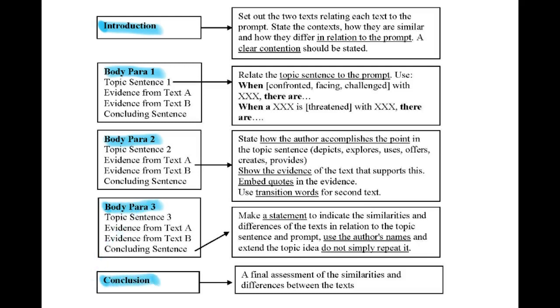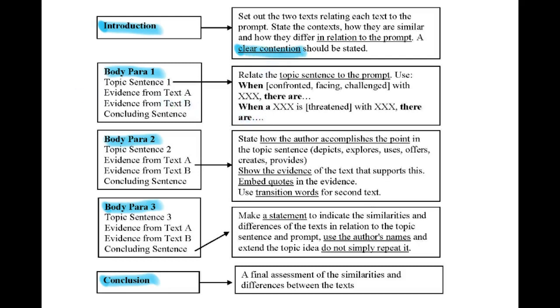Each of those will have an approximate word count, probably looking at about 200 words for the introduction and the conclusion, and then 300 to 400 words for each body paragraph as a rough estimate. So what's involved in each of these things? Well, the introduction is going to set out the 2 texts, relating them to the prompt, mention the similarities or differences in relation to the prompt, and then we want to make sure that the contention is presented.